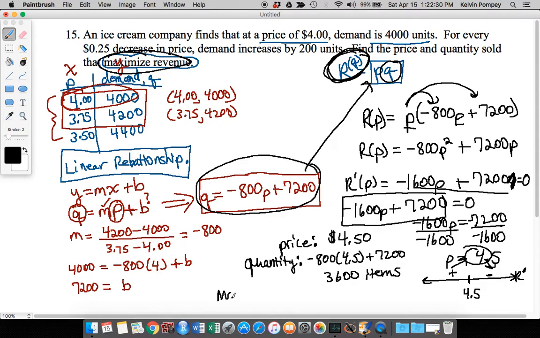And it didn't ask us to find the maximum revenue. But we know revenue equals price times quantity. And if this is the price that maximizes revenue and this is the quantity that maximizes revenue, we can multiply those two together and that's going to give us our maximum revenue. All right? And that is that example.